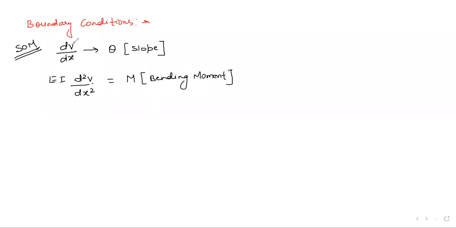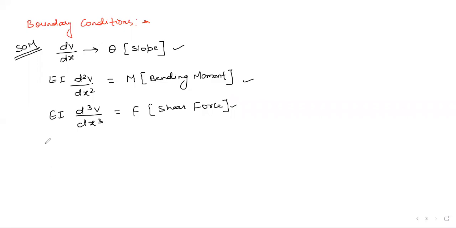This dv by dx is nothing but your slope. Again, we can write EI d cube v upon dx cube as F, and F is the shear force. Everything I have taken from strength of materials, these relations. dv by dx is the slope, EI d2v by dx square is taken as bending moment M, and EI d3v upon dx cube is taken as shear force F.